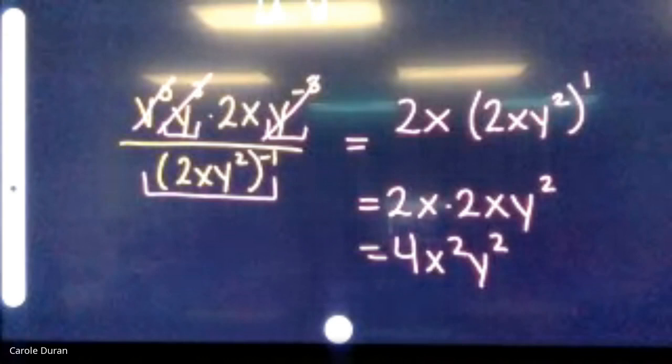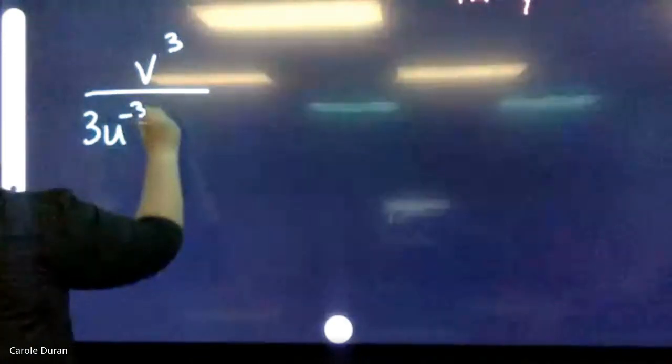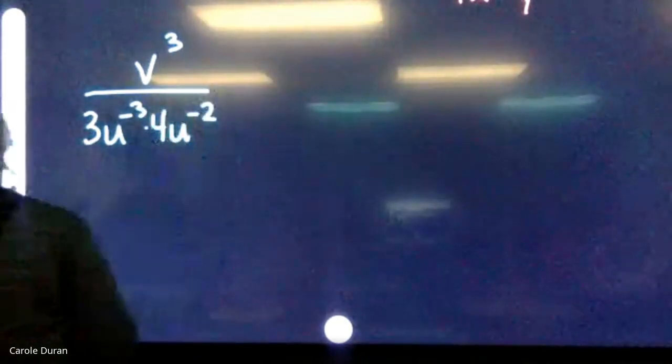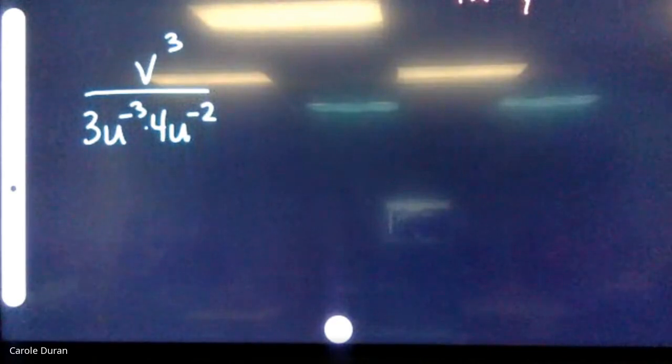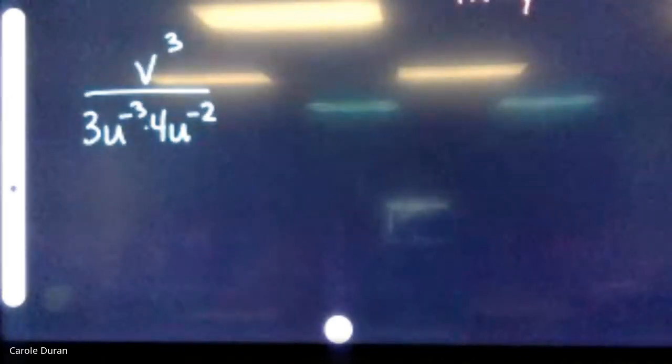Okay. So the next example we're going to do is v cubed over 3u to the -3 times 4u to the -2. So I like to simplify in my numerator and my denominator first before I start moving stuff across my fraction bar. In the numerator, is there anything I can put together? No, there's nothing else up there, so it can't combine with anything else. So that's going to stay.